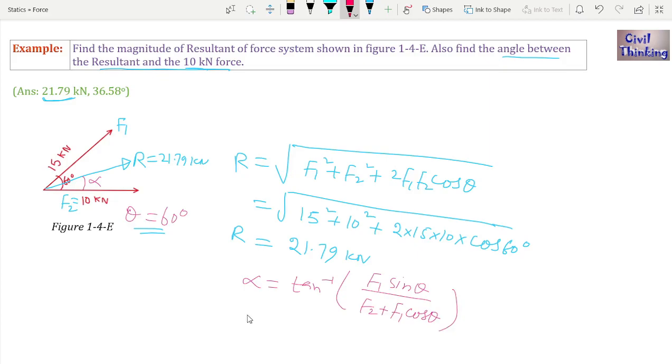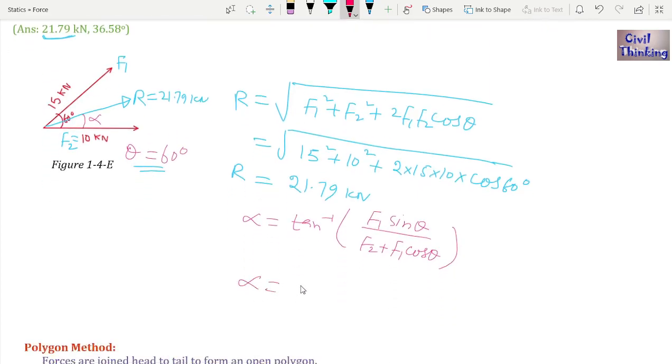So let me put the values. Alpha is tan inverse of, F1 is 15 kilonewton, 15 sine theta, theta is 60 degree, divided by F2 which is 10 kilonewton plus F1 cos 60 degree, which is 15 cos 60 degree, right? So let me use a calculator. I get alpha to be 36.58 degrees. So this is the angle, 36.58 degrees.